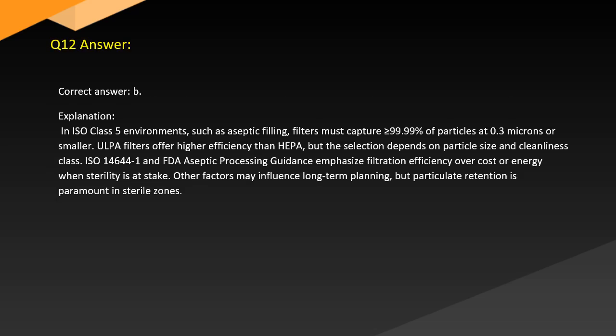Answer. Correct answer: B. Explanation. In ISO Class 5 environments, such as aseptic filling, filters must capture 99.99% of particles at 0.3 microns or smaller. ULPA filters offer higher efficiency than HEPA, but the selection depends on particle size and cleanliness class. ISO 14644-1 and FDA aseptic processing guidance emphasize filtration efficiency over cost or energy when sterility is at stake. Other factors may influence long-term planning, but particulate retention is paramount in sterile zones.